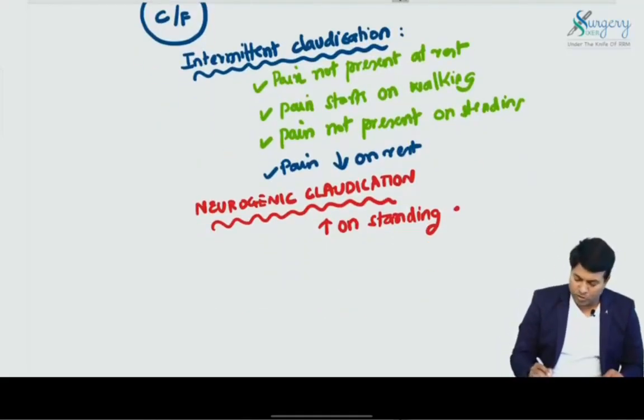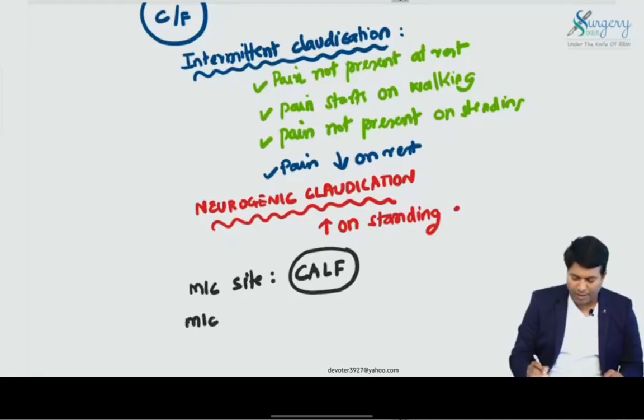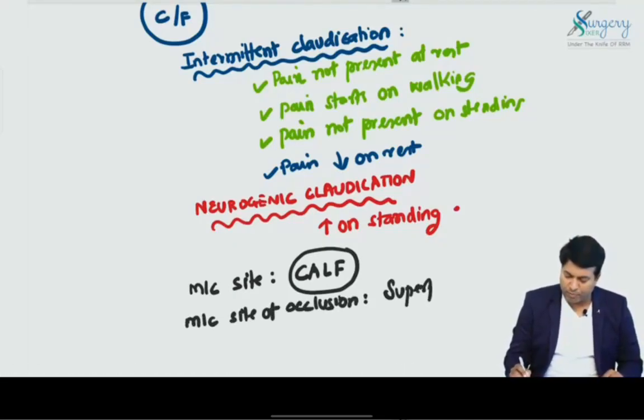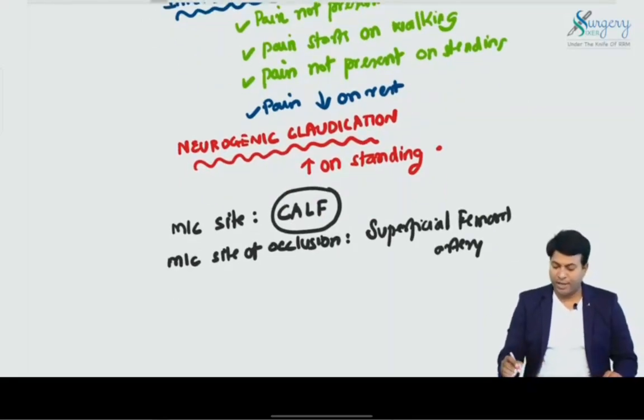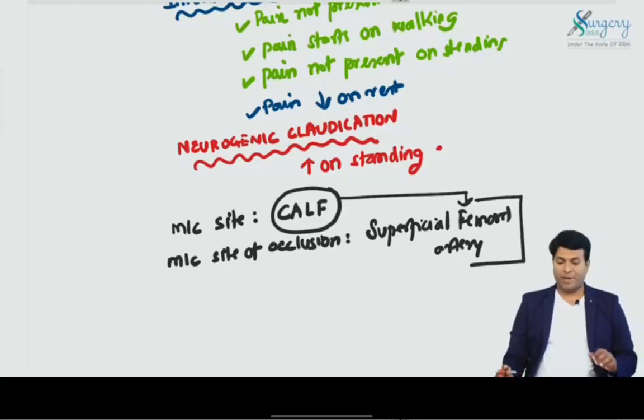And the most common site of claudication pain is the calf. Why is it in the calf? Because the most common site of occlusion is where? Most common site of occlusion is the superficial femoral artery. That is the most common site of occlusion. So the patients will have more pain in the calf. So please don't forget they will have pain more in the calf.